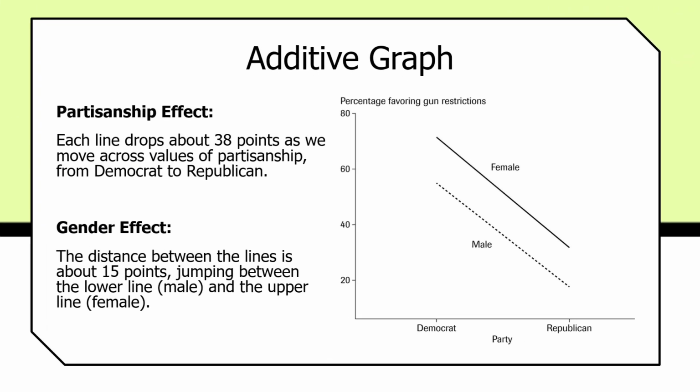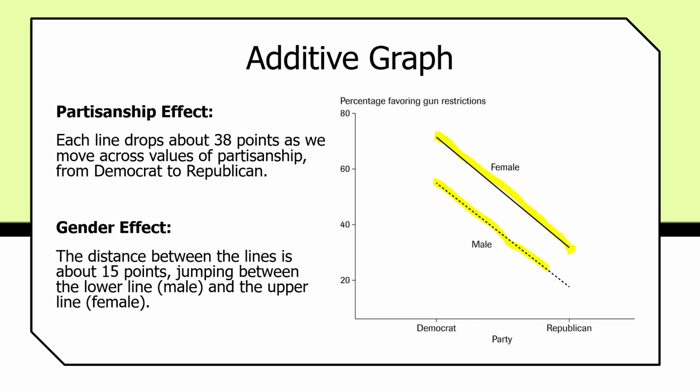Now here's a graph of that relationship between partisanship and gun control opinions controlling for gender. This is the percentage favoring stricter gun restrictions. And there are two lines inside the graphic space, one for females, one for males, and both lines travel across the values of partisanship. So here are those Democratic females way up there, over 70% favoring stricter measures. And then as you move along the female line, it drops among Republican females. So you get about a 38-point drop there. Similarly for men, about a 38-point drop across the values of partisanship.